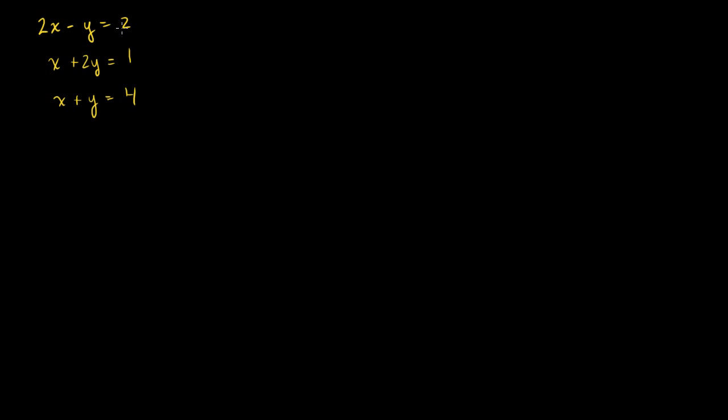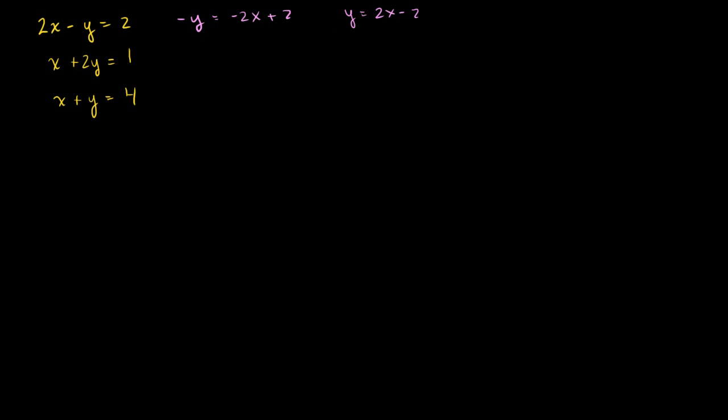I like writing my lines in y equals mx plus b form. So this top line becomes what? Minus y is equal to minus 2x plus 2. I just subtracted 2x from both sides. Or we could write that y is equal to 2x minus 2. That's that first line here.